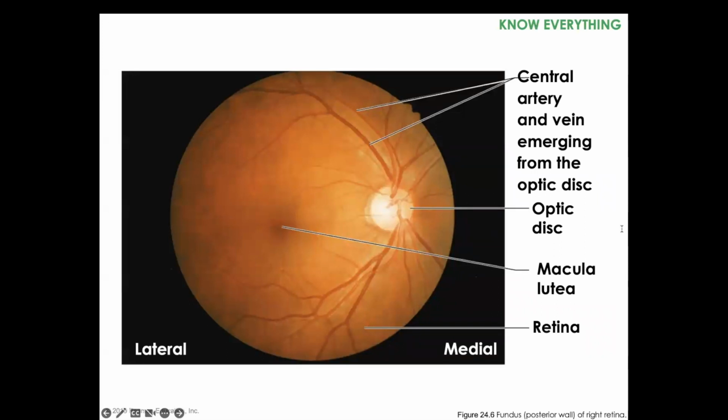This is an image of a retina that you would have taken if you go see your eye doctor. It is used to check if the retina is healthy and if everything is attached correctly. You can see the optic disc, and that's where all the vasculature of the eye will branch out from. And then you can also see the macula lutea, where a lot of cones are going to be concentrated.